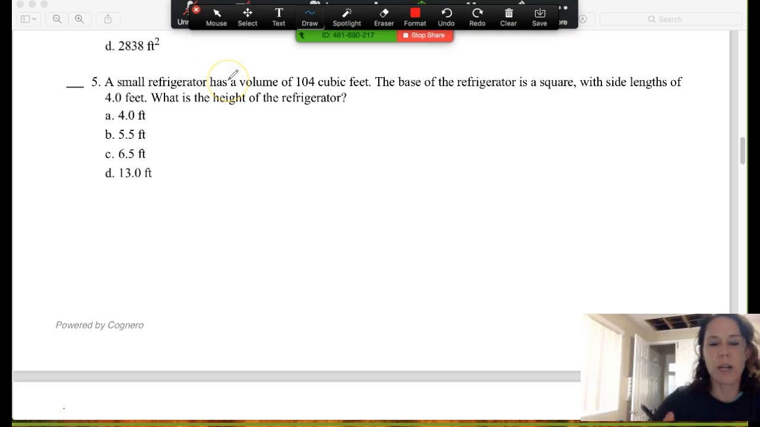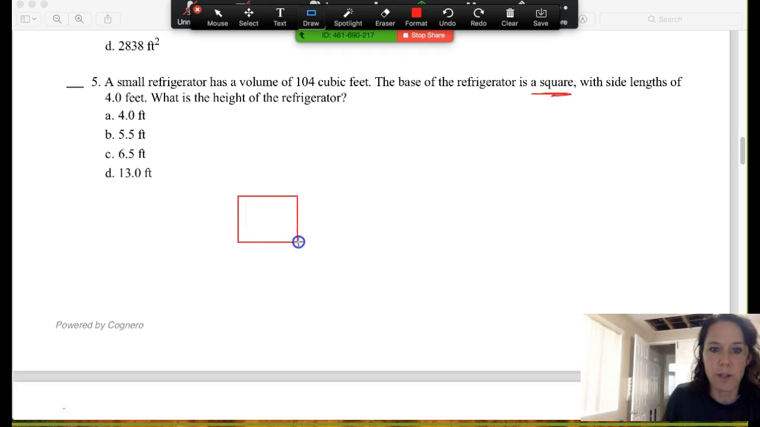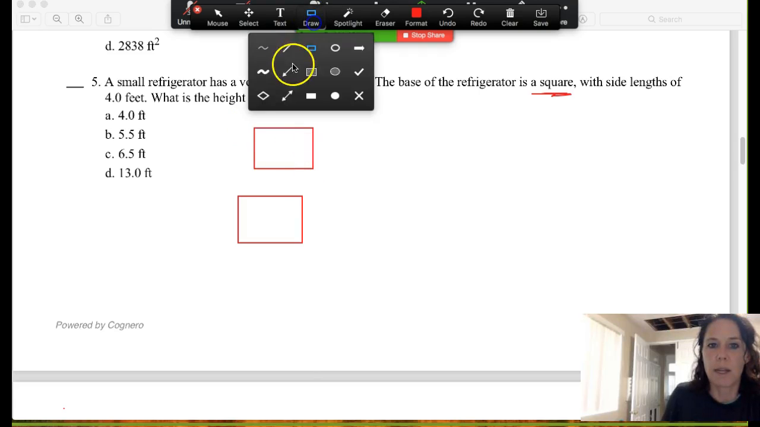Okay, a small refrigerator has a volume of 104 cubic feet. The base of the refrigerator is a square with side lengths of 4 feet. What's the height? So here's the deal. We got a refrigerator here. It's a, let's see if I can do it like this without making it look like it's laying on its side.